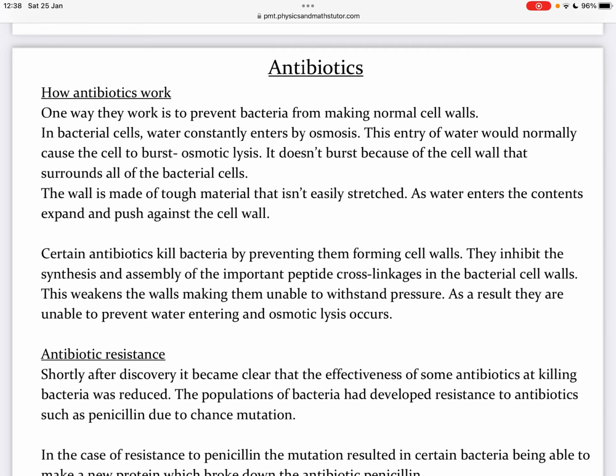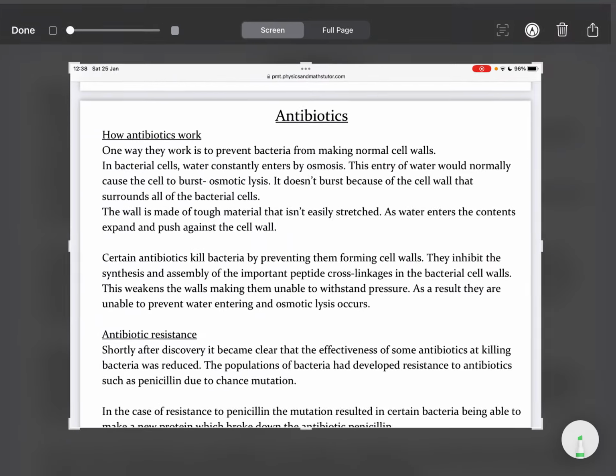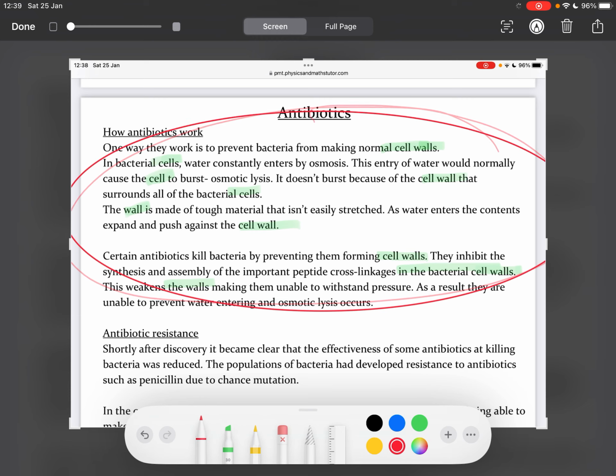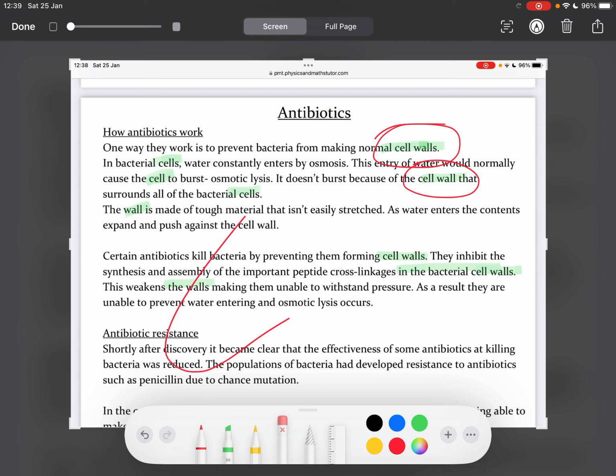Put in the comments how many times I said cell walls here. Let's count them. Cell walls, cell wall, cell wall, cell wall, and I believe there are some that I didn't see. Can you see how important it is? There are lots of cell walls everywhere. Why are these cell walls important?